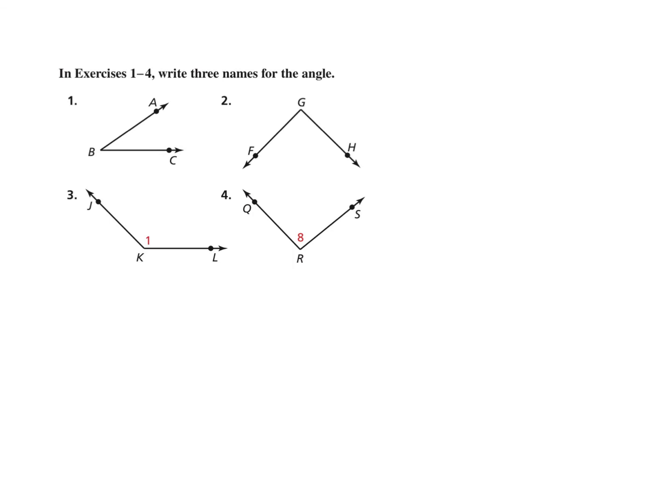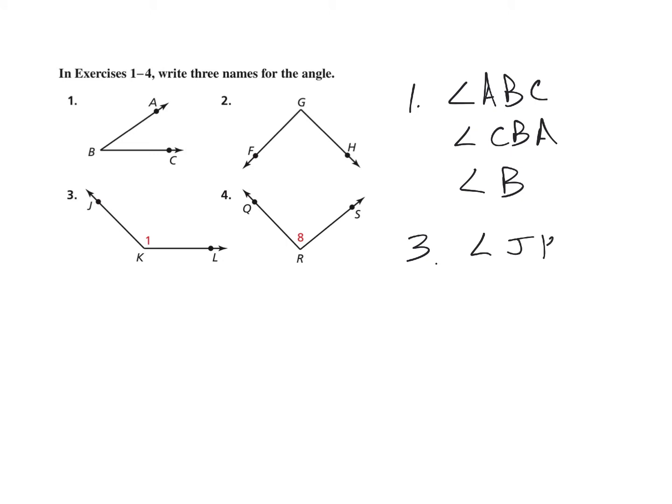Oh, this is 1.5. So let's take a look at 1 and 3 here. Write 3 names for the angle. Okay, so how do we write an angle? Again, number 1, be angle ABC, angle CBA, or if the angle's all by itself, you can name it by its vertex, angle B.